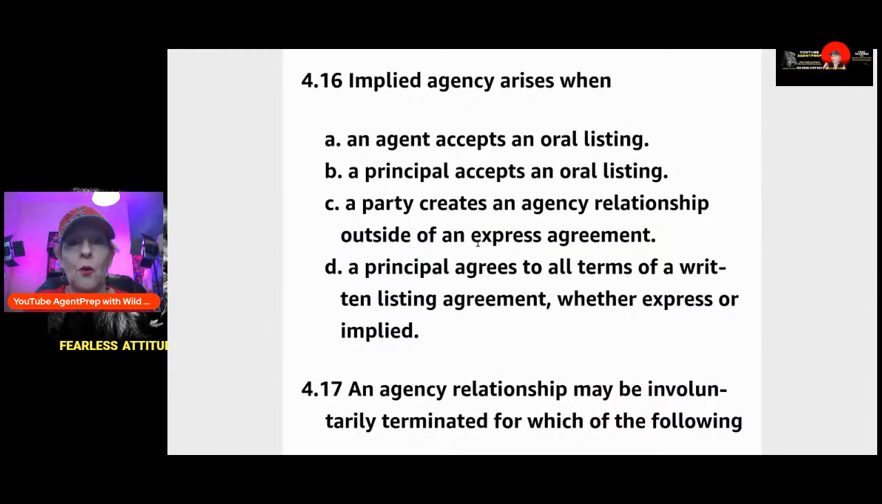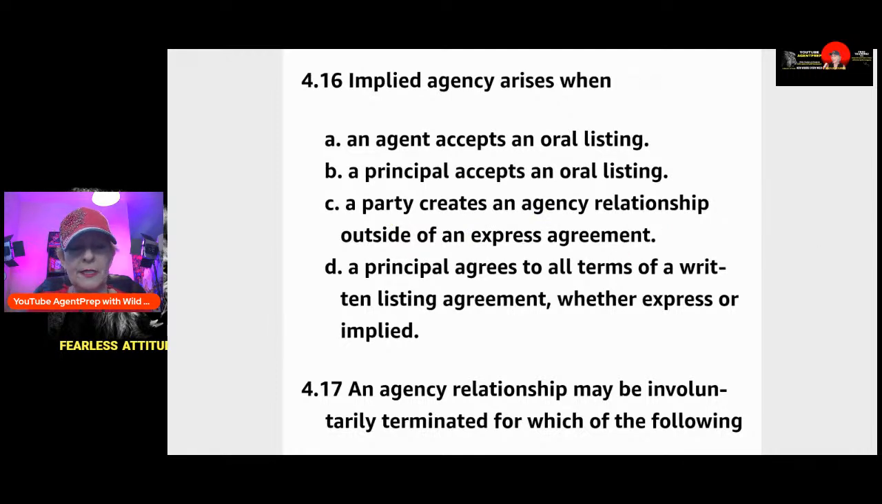The client is going out with us. They may not be a client yet, they haven't signed anything, they're a buyer, a prospect, right? And they continue to go out with us to show properties, view properties, and we let them know, hey, we're going to go look at these properties and that type of thing. So a party creates an agency relationship outside of an express agreement.